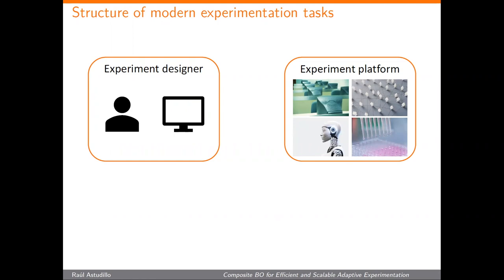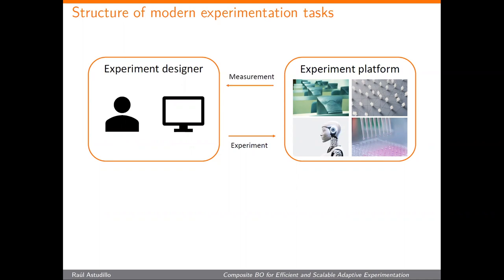On the left, we have the experiment designer, which can be a human, a computer, and more often it is a combination of these two. And on the right, we have the experiment platform, which can be a computer cluster, a social network, a robot, or some laboratory. So the workflow is as follows. The experiment designer is gonna choose the experiment configuration that is gonna be run. This is gonna be passed as an input to the experiment platform. The experiment is gonna be run here. This is gonna be potentially expensive, in the sense that maybe it's gonna cost a lot of money or it's gonna take a lot of time.